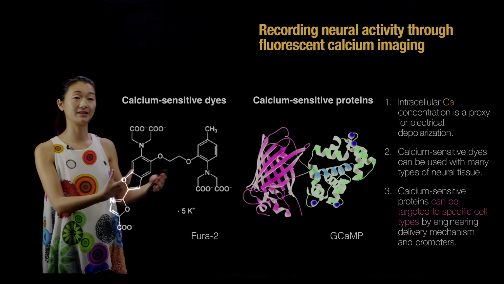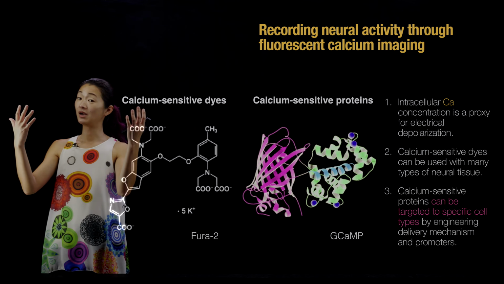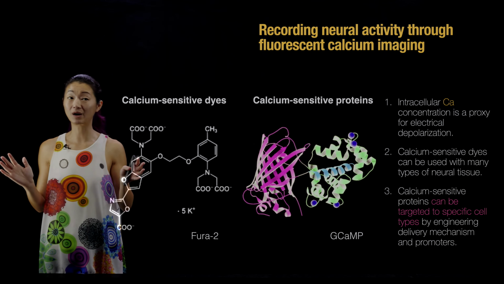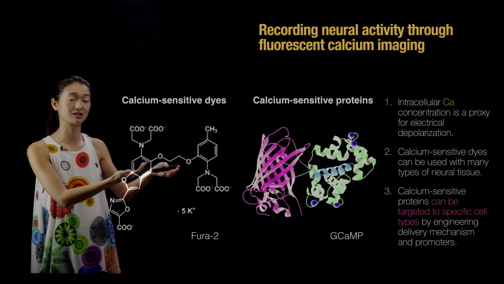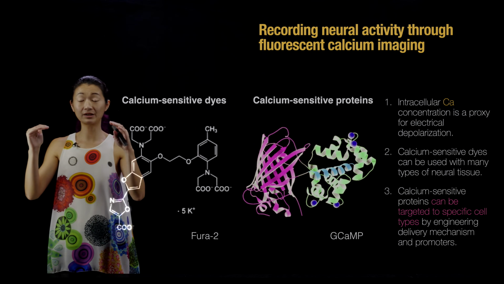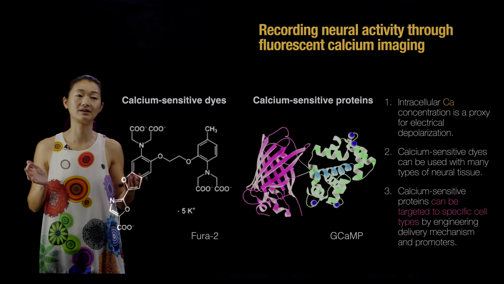And they can fluoresce in a way that is proportional to the concentration of calcium. So when there's more calcium, they're brighter. When there's no calcium, they're dark. That's the property of both of these types of molecules, the calcium-sensitive dyes and the calcium-sensitive proteins. They're either brighter when there's calcium or they're darker when there's calcium. In any case, there's a difference in their fluorescence when there's calcium.